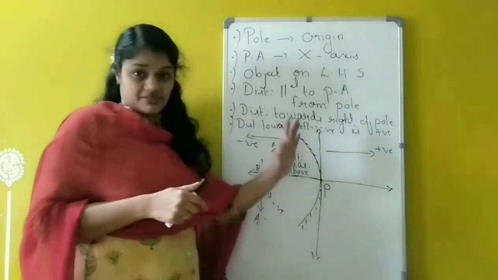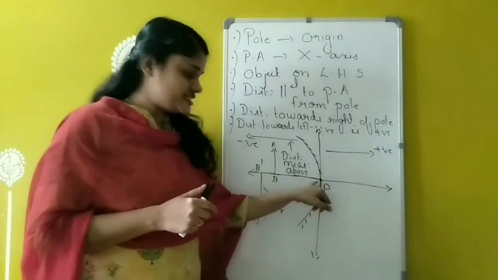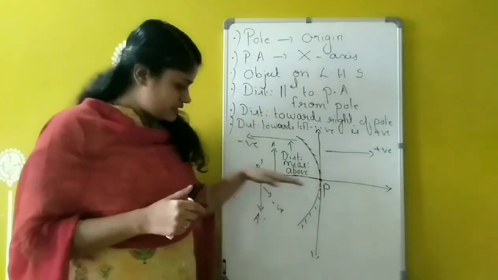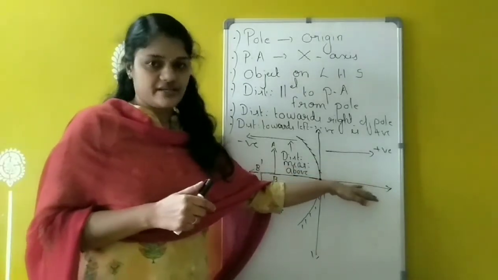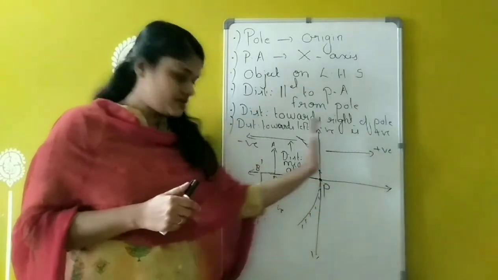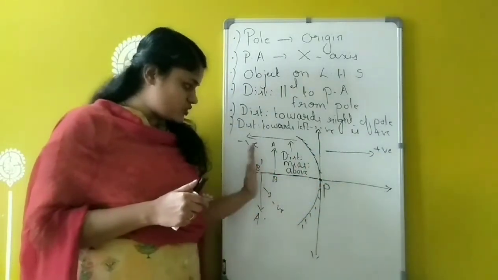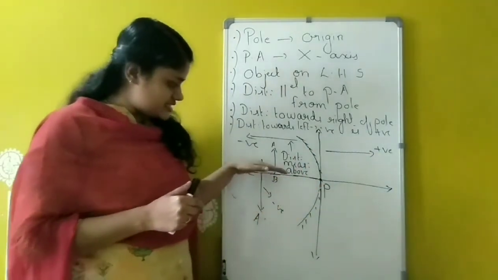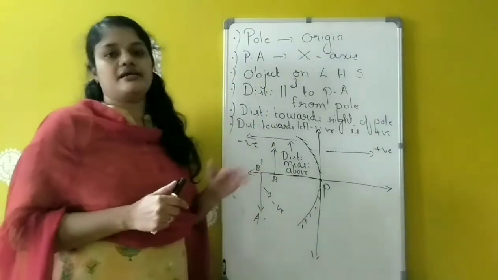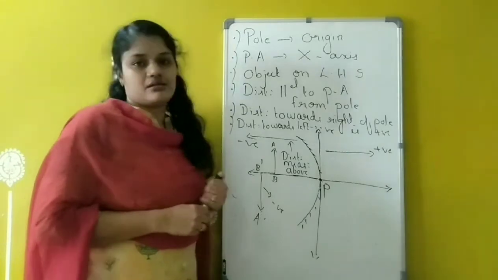Once again I am telling this very important point. The pole is taken as the origin, and all distances we are measuring from the pole only. And the principal axis is taken as the X-axis. Distance measured towards the right of the pole is taken as positive, and towards the left of the pole is taken as negative. Distance measured above is positive, and distance measured below is negative. So these are the sign conventions.